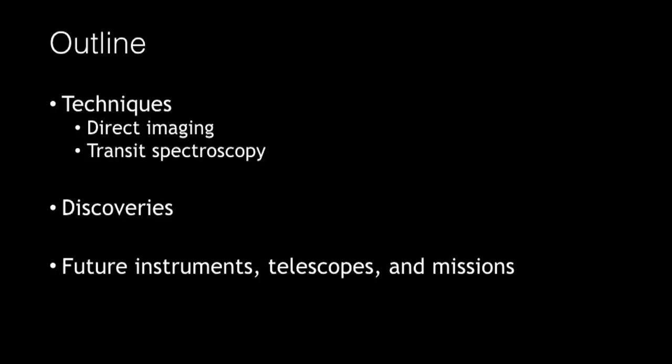We can actually go to planets like Venus and compare their atmospheres with the atmospheres we see on other exoplanets. And as mentioned previously, biosignatures are a really important aspect of all this, because we might actually be able to detect life through looking at the atmosphere. Okay, so a little bit about what I'll talk about. I'll talk about the techniques that we use to analyze the atmospheres. I'll talk about some of the things we found out, and I'll also mention future instruments, telescopes, and missions.